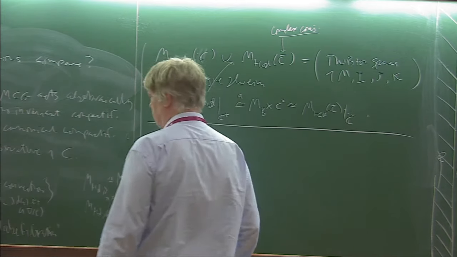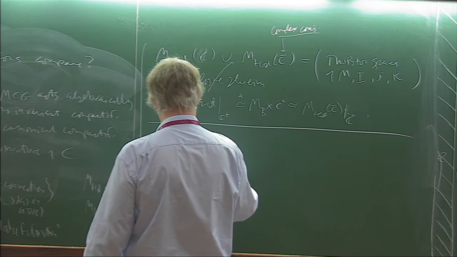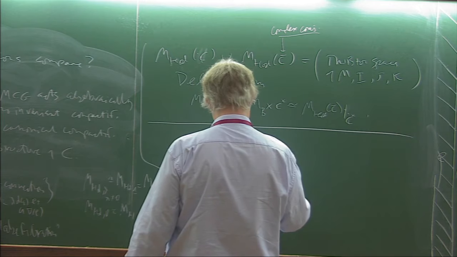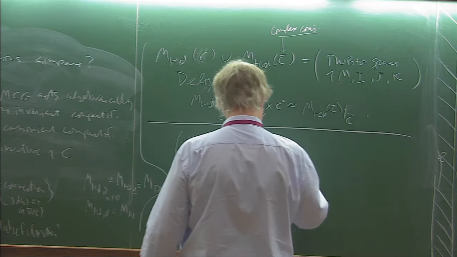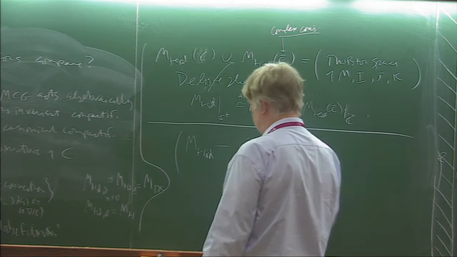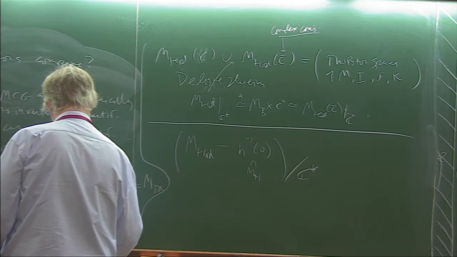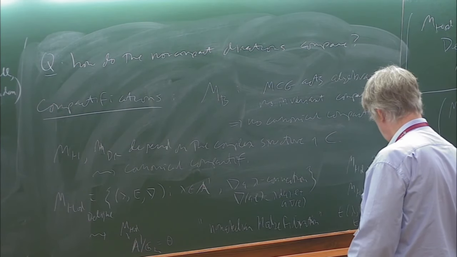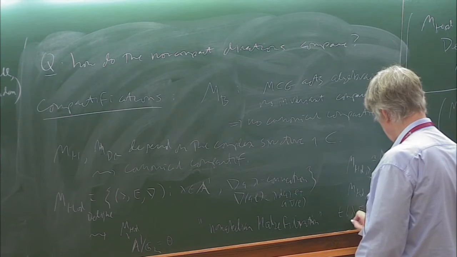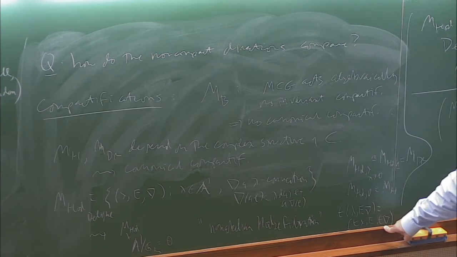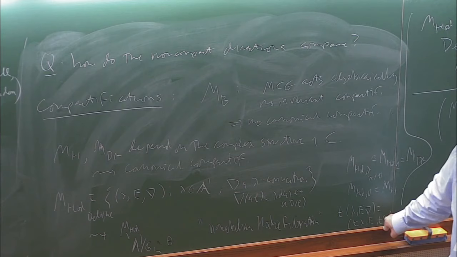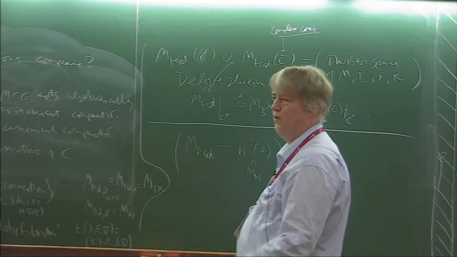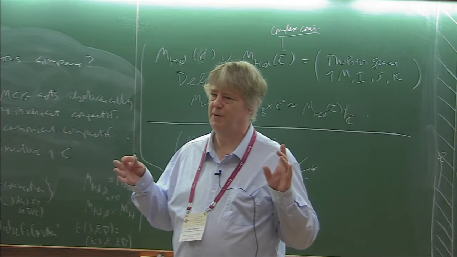But for our purposes, let's just take M Hodge minus H inverse of 0 inside the MH part, and quotient out by C star. C star acts on M Hodge: t times (lambda, E, nabla) equals (t lambda, E, t nabla). If you multiply a lambda connection by a number, you get a t lambda connection. So C star acts on this space, and this is like constructing projective space.